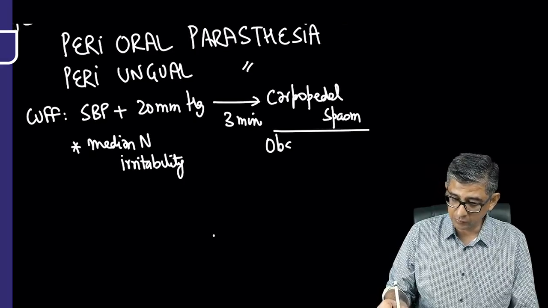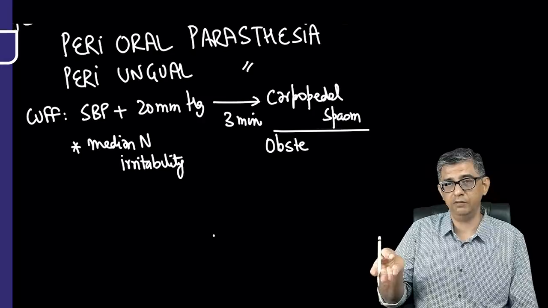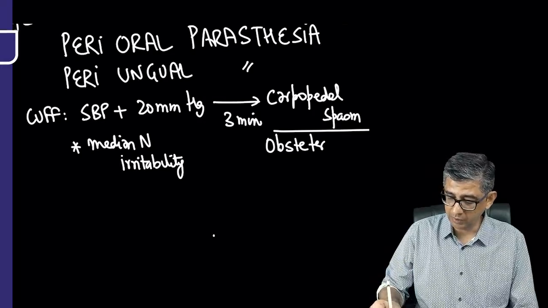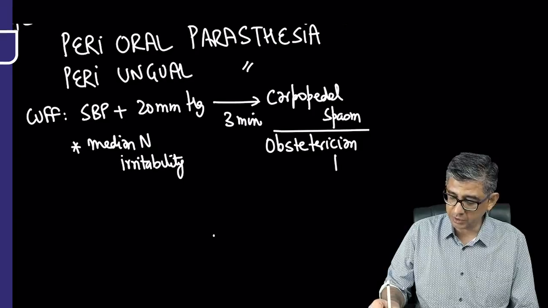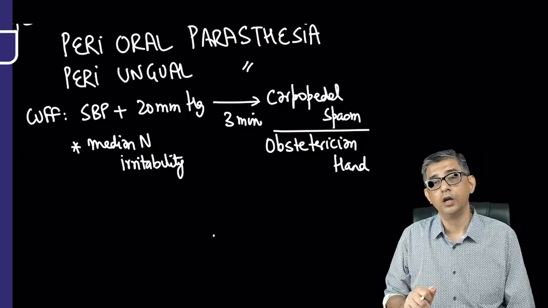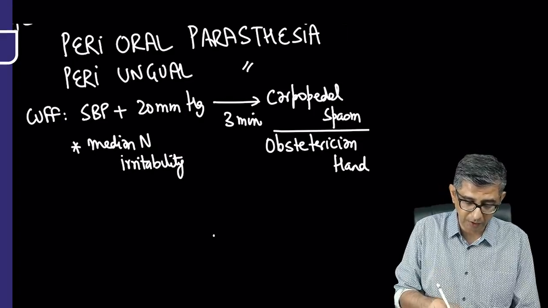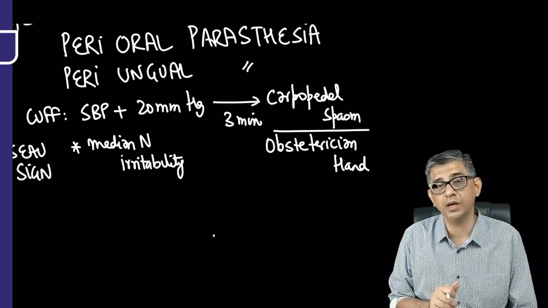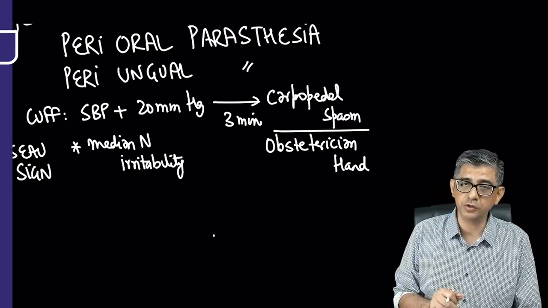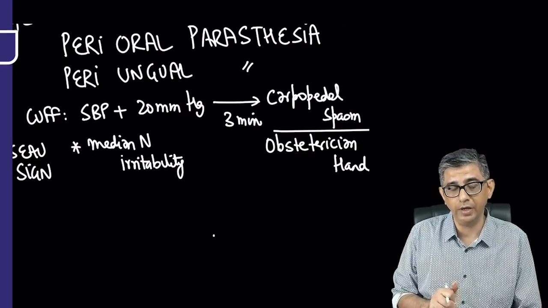Another way to describe this would be the position of the hand the way I showed it. This could be written in an MCQ also as obstetrician's hand. Now, the technical term used to describe everything that I have written currently on the board or on the slide before you is called Trousseau's sign, which is one of the features of symptomatic hypocalcemia.